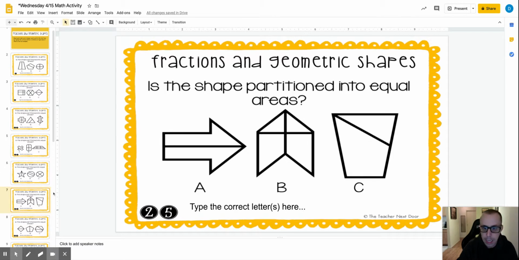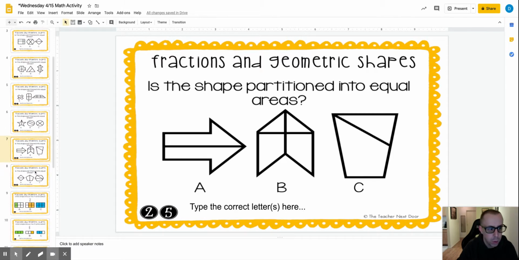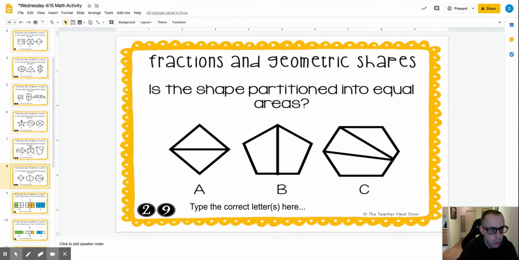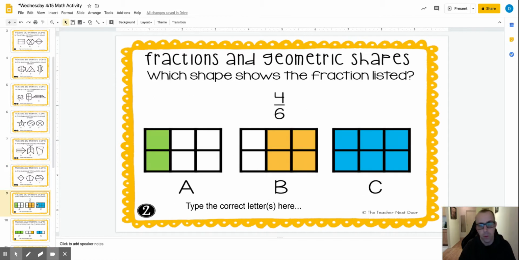Looking here again. Moving forward, slide 7. Type in your answers there if they're divided evenly, equally, and again here for slide 8. Now, moving here, we are going to be identifying the fraction that is given. Which shape shows the fraction listed?